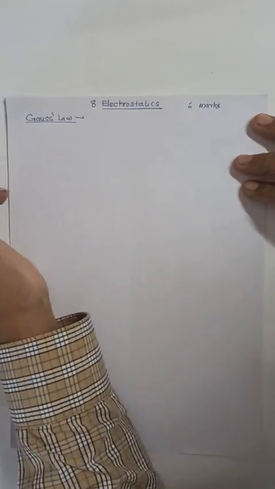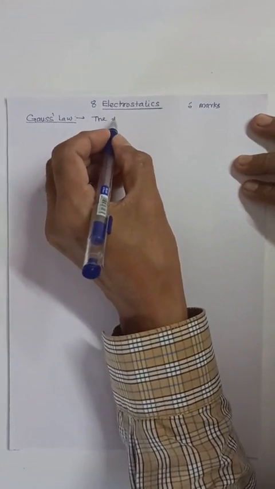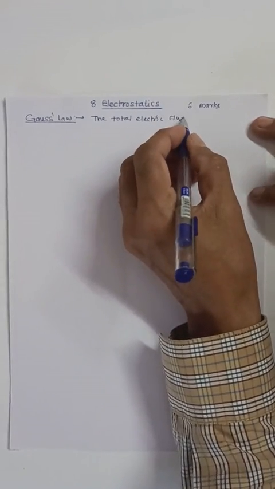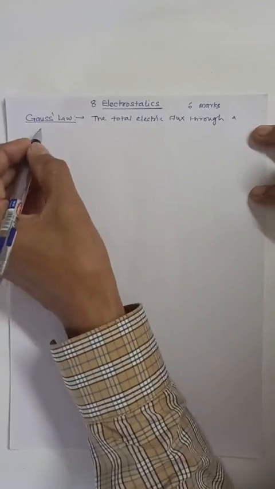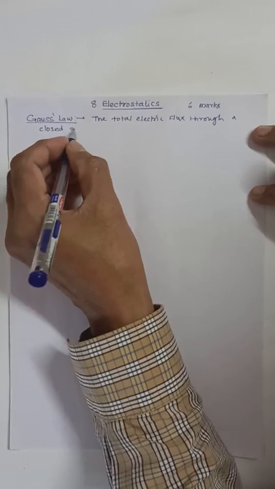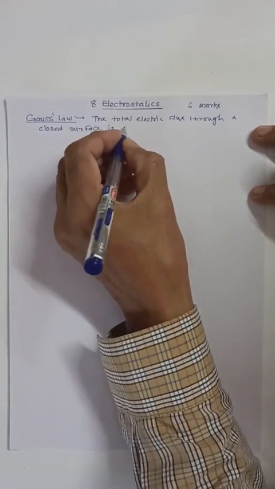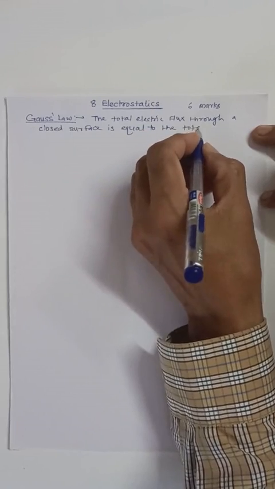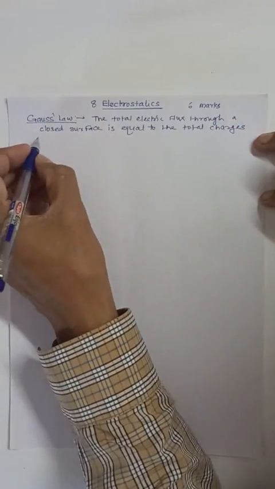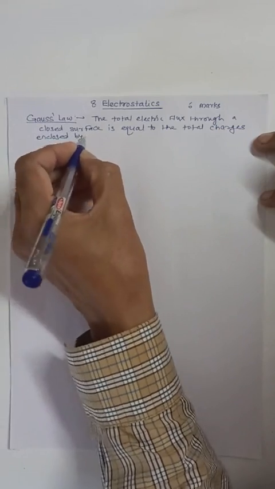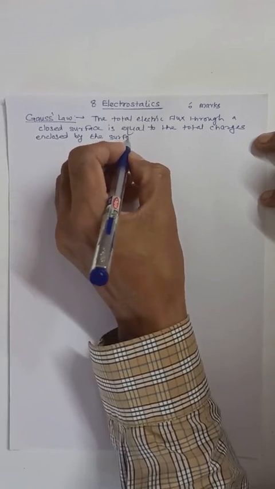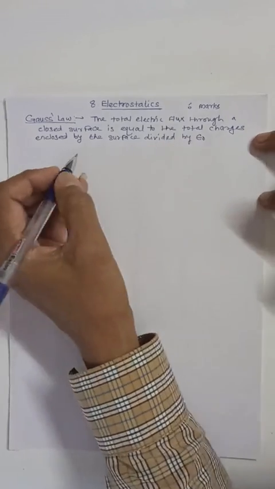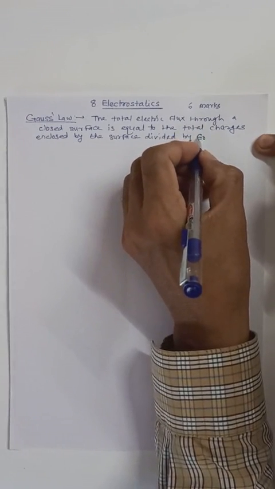Gauss law states that the total electric flux through a closed surface is equal to the total charges enclosed by the surface divided by epsilon 0, where epsilon 0 is the permittivity of the free space.